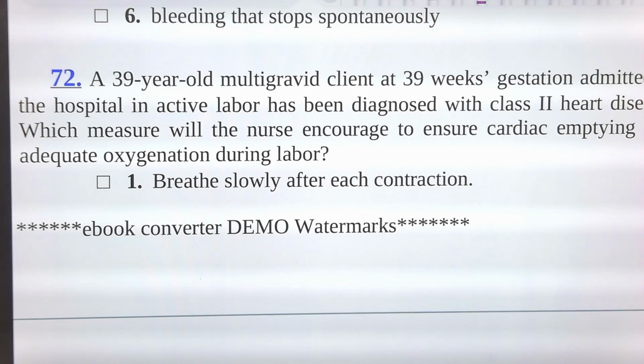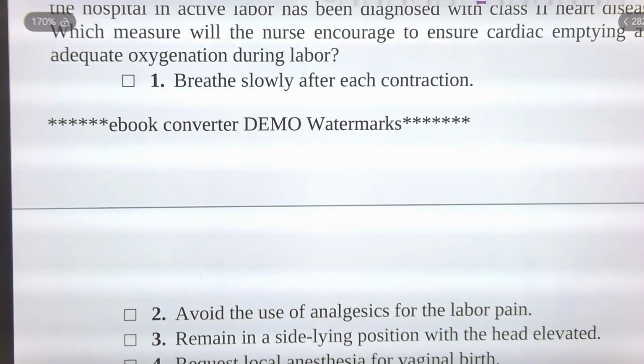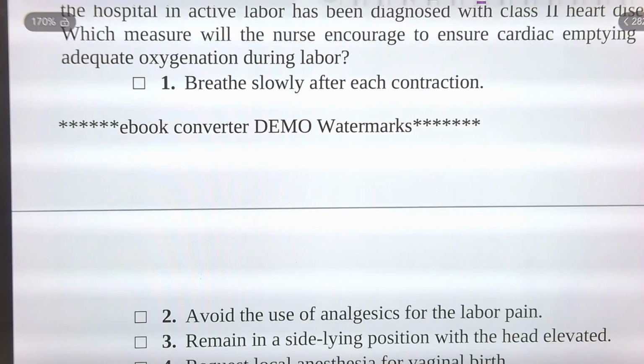A 39-year-old multigravid client at 39 weeks of gestation admitted to the hospital in active labor has been diagnosed with class 2 heart disease. Which measures will the nurse encourage to ensure cardiac emptying and adequate oxygenation during labor? You have 4 options. Choose the right one. So what can be the right answer? Answer number 3 will be the correct one.